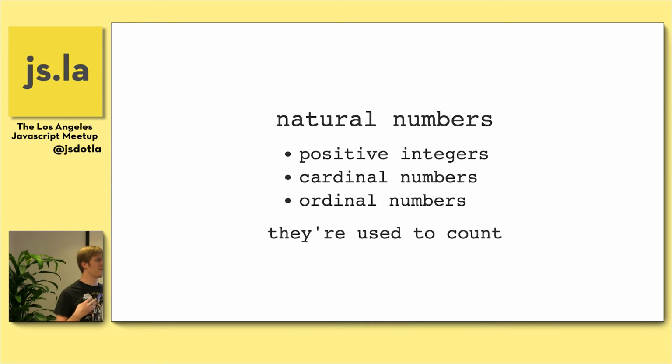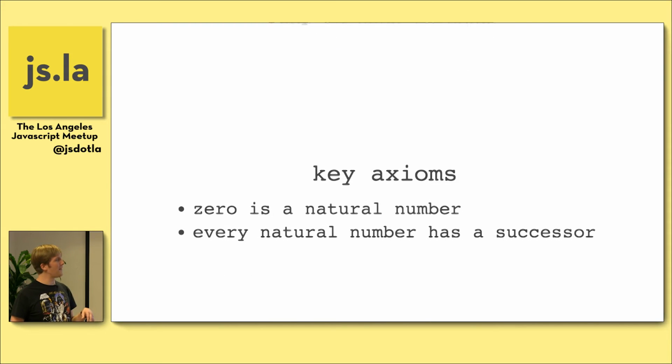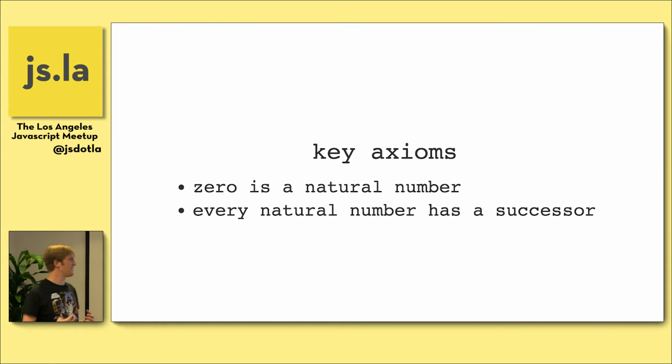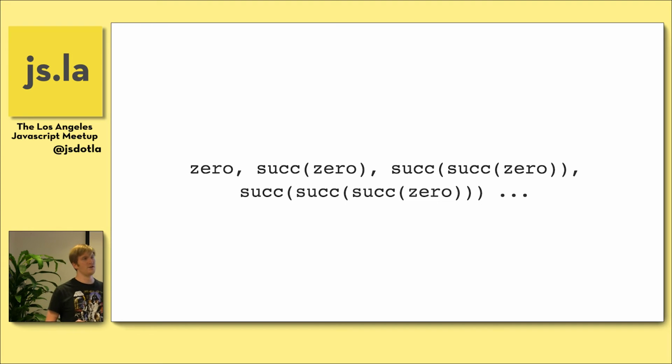Basically, these are a set of rules that define like natural numbers. Positive integers, cardinal numbers, ordinal numbers, call them what you will. We use them to count. And so I think there are like a dozen key axioms, but they can all basically be boiled down to 0 is a natural number, and every natural number has a number that comes after it. So you can think of numbers not as 1, 2, 3, 4, but as 0, and the one that comes after that, and the one that comes after that, and the one that comes after that.